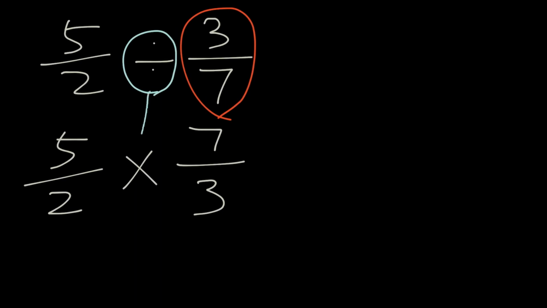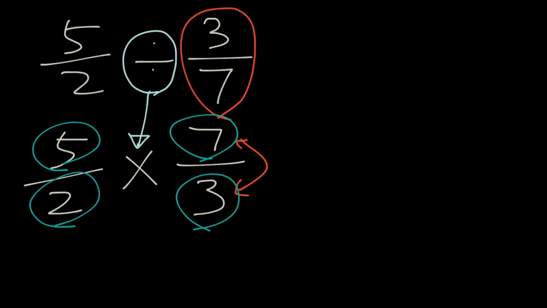Notice how we change from division to multiplication here, and we reversed the denominator and the numerator. Then the next step would just be multiplying them together. So we would take 5 times 7 and 2 times 3. So our final answer would be 35 over 6.